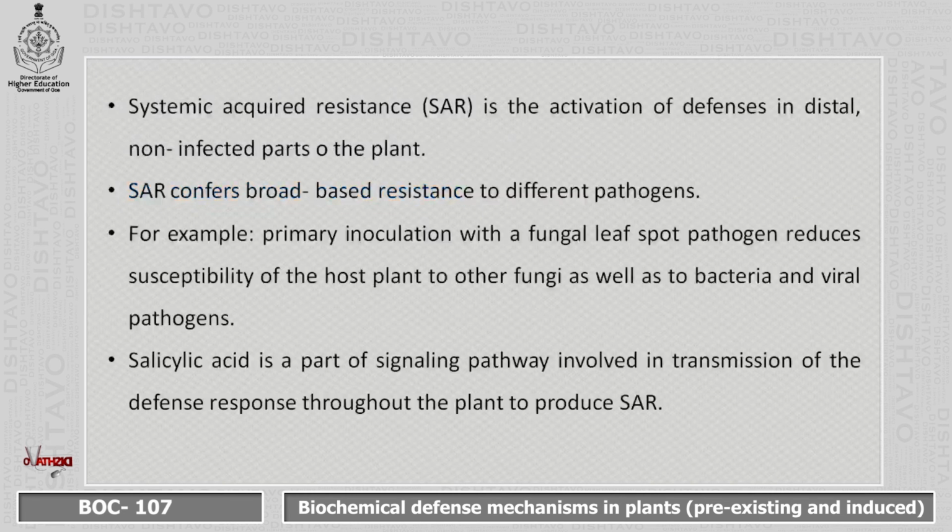Then the next type of induced biochemical defense is the systemic acquired resistance. Systemic acquired resistance is the activation of defenses in distal non-infected parts of the plant. It confers broad-based resistance to different pathogens. For example, primary inoculation with a fungal leaf spot pathogen reduces the susceptibility of the host plant to other fungi as well as to bacterial and viral pathogens. Salicylic acid is a part of the signaling pathway which is involved in the transmission of the defense response throughout the plant to produce this systemic acquired resistance.